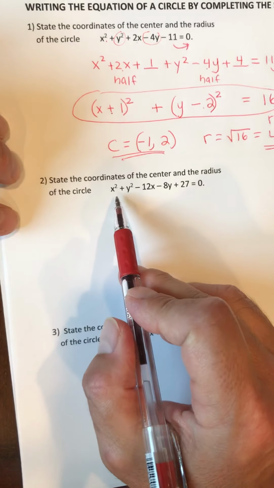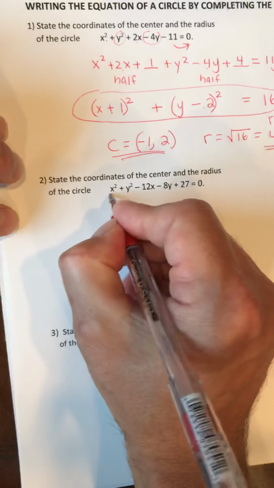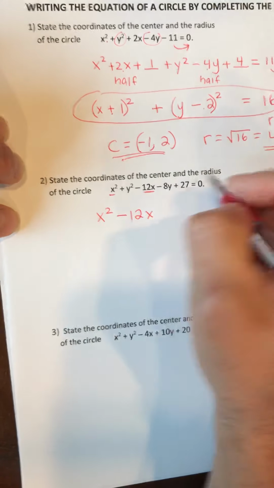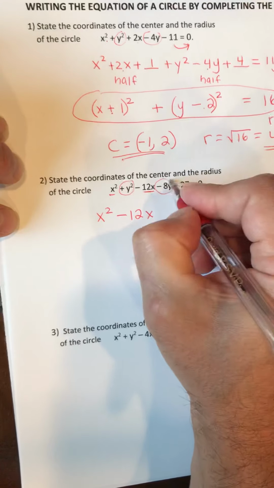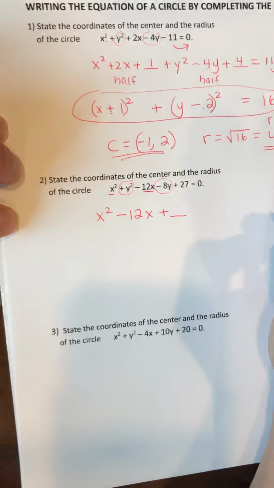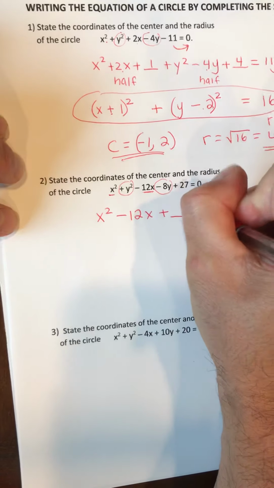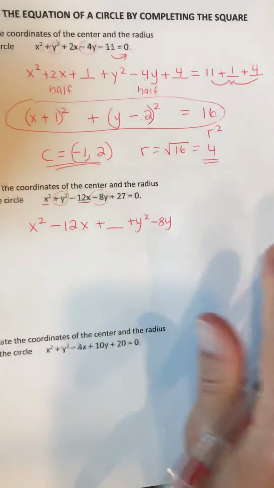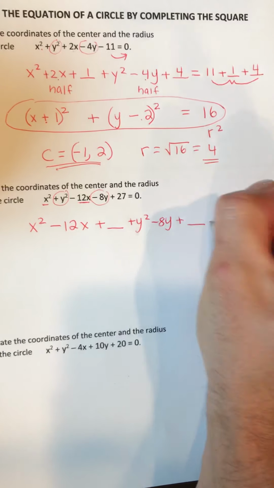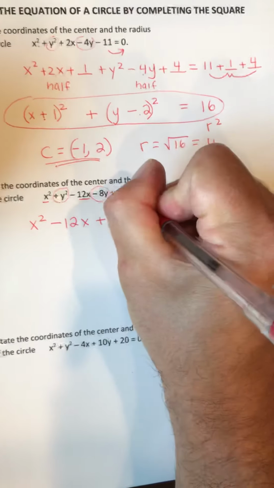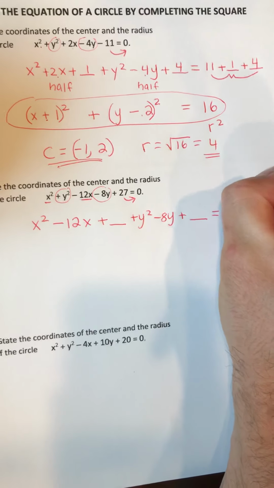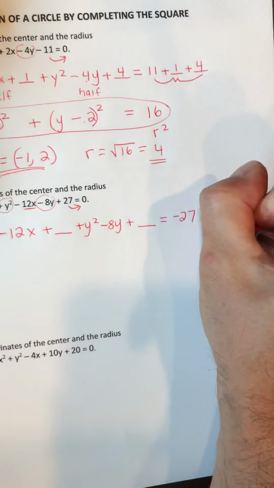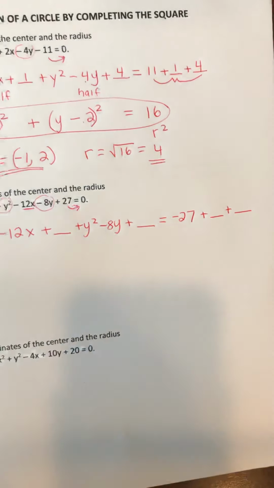Okay, number 2, again, I want to rewrite it. I want to group the x squared with the 12x. I want to group the y squared with the minus 8y. But remember, leave a slot for the square number. Plus y squared minus 8y. All right. Leave a space for the square of the y. And then you're going to bring the 27 to the other side. And when you bring plus 27 over, it's going to become minus 27. And then we're going to leave a spot for each of these numbers.